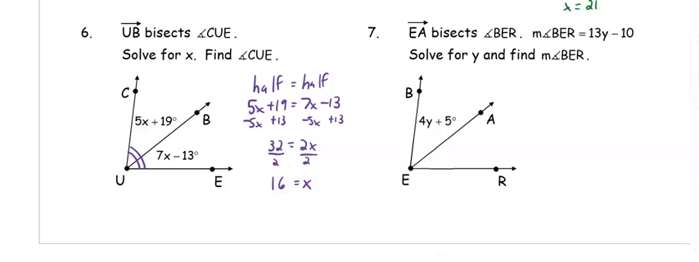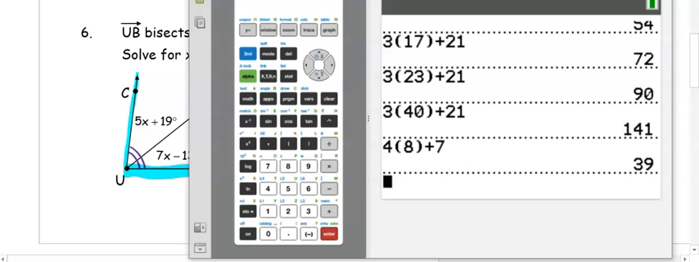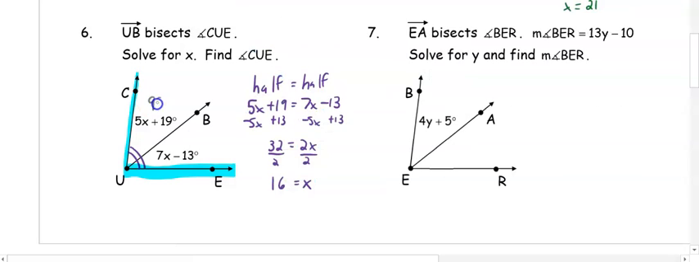Then we want to find the measure of angle CUE. Well, CUE is the whole angle. So we're going to substitute 16 into both half angles. So we have 5 times 16 plus 19 is 99 degrees. Remember, if the angles are congruent, they should both work out to be 99. So the measure of angle CUE, we would add 99 plus 99, we get 198 degrees.